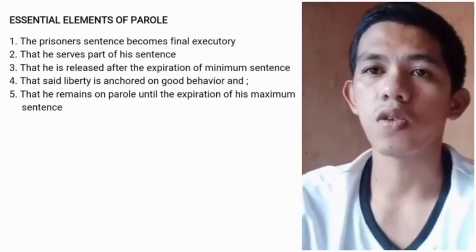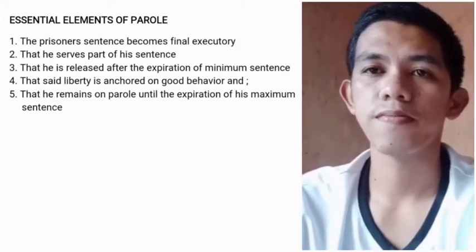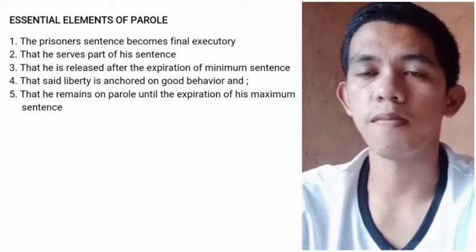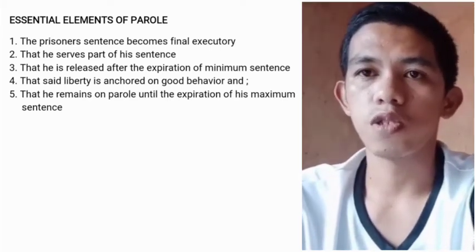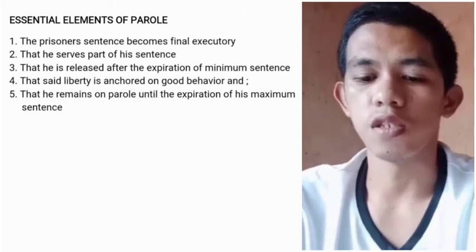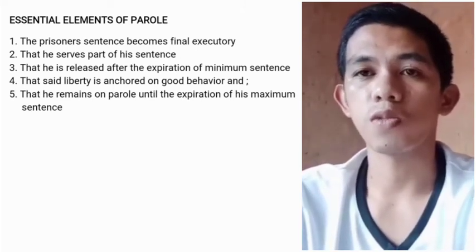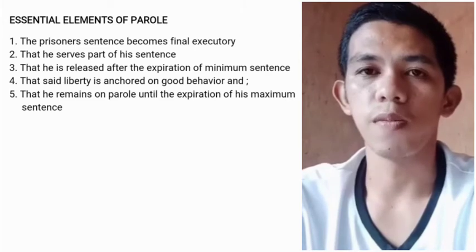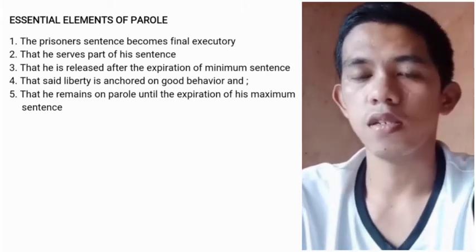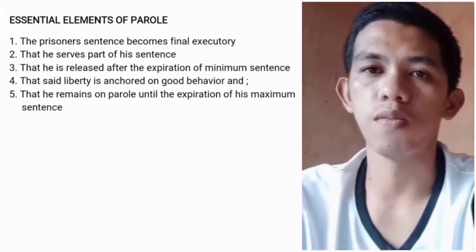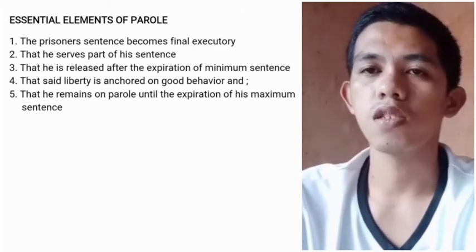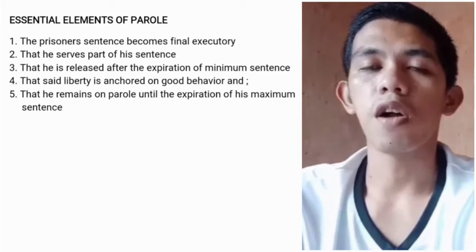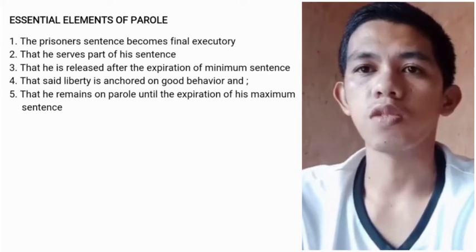Essential elements of parole. Number 1. The prison sentence has become final and executory. Number 2. That he has served part of his sentence. Number 3. That he is released after the expiration of his minimum period. Number 4. That said liberty is conditioned on good behavior. Number 5. That he remains on parole until the expiration of his maximum period.